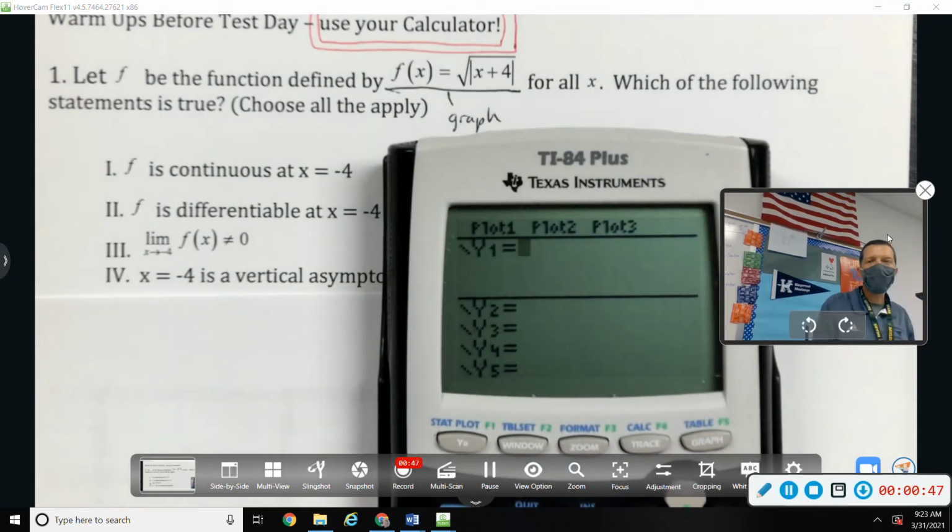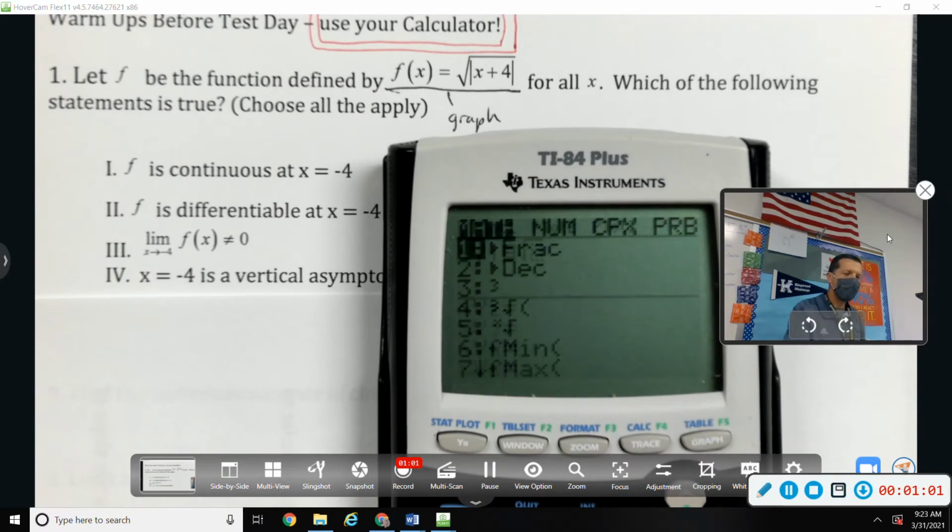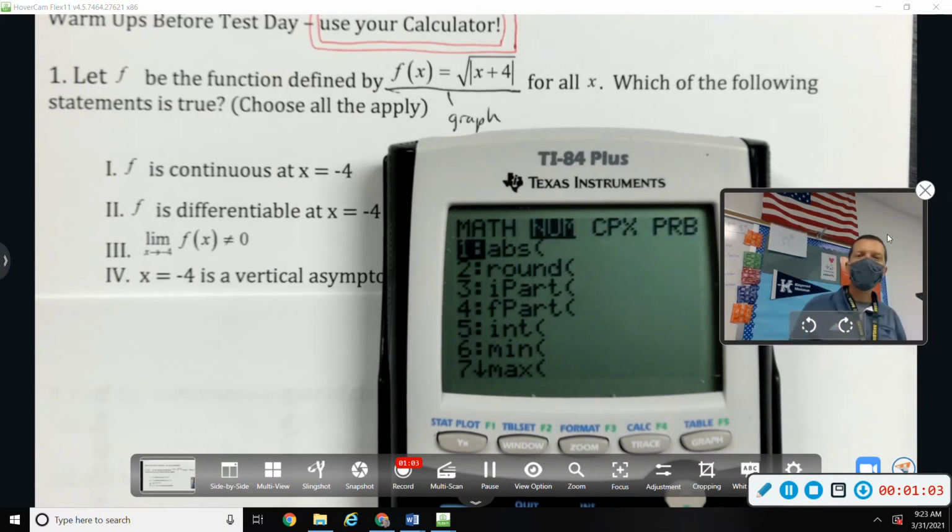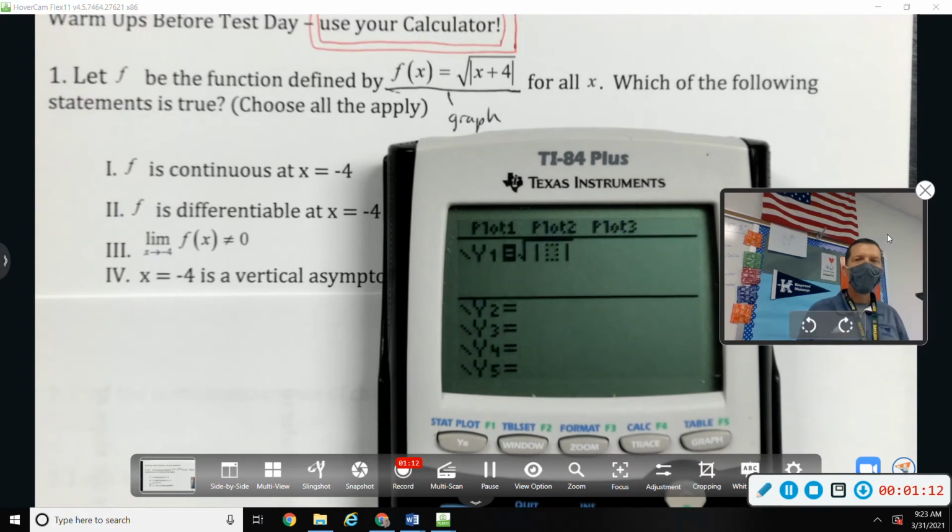So grab a calculator. Second, square root. Does anybody know where the absolute value key is in the calculator? Math, number. Yeah, math, number, and then the first option is abs, meaning absolute value. And if you have a newer calculator, which at this point is probably most of them, it used to say abs and then put parentheses, now it puts the absolute value bars. X plus 4.